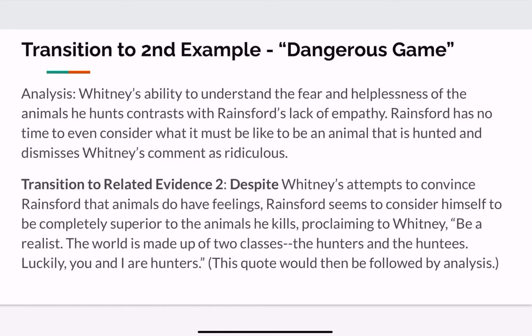Now, after this quote, this is a second piece of evidence that proves the same basic thing, which is that Rainsford does not have any empathy for the animals at all, even though Whitney seems to have some. But we would have to explain that in the analysis after this quote. We always want to end our paragraphs with analysis, not with what happened, but with what it means.